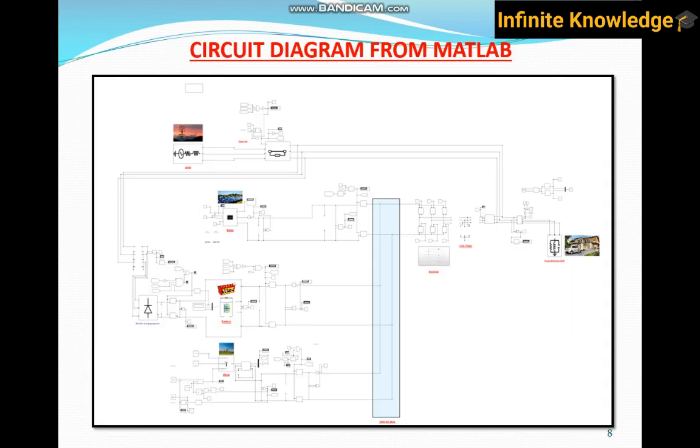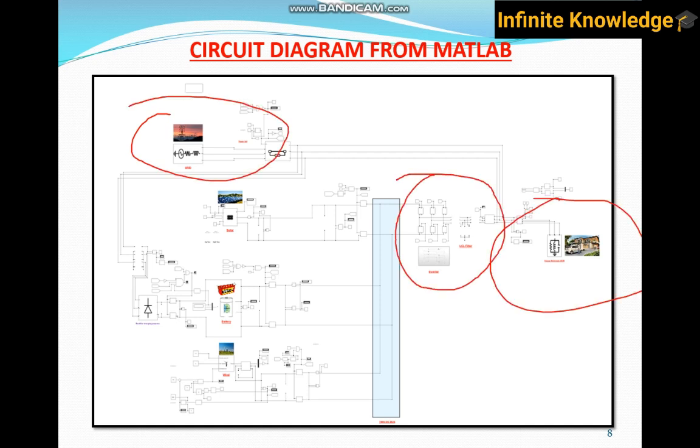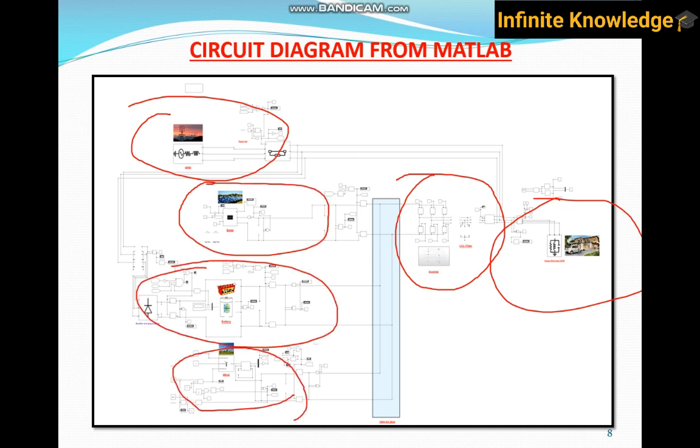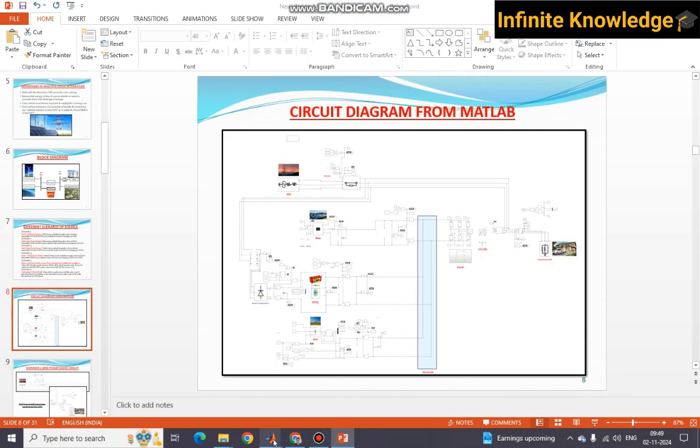So this is a basic simulation diagram. This is our grid part. This is our load part. This is our inverter circuit and filter circuit. This is our solar part. This is our battery part, and this is our wind part. And yes, if you want to check this in the simulation, you can check here also.